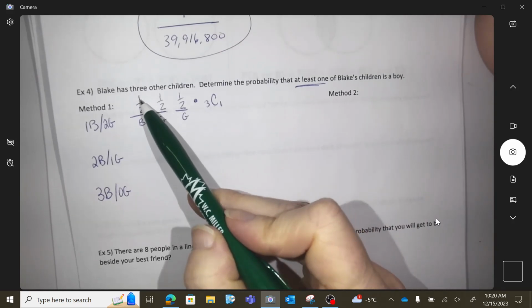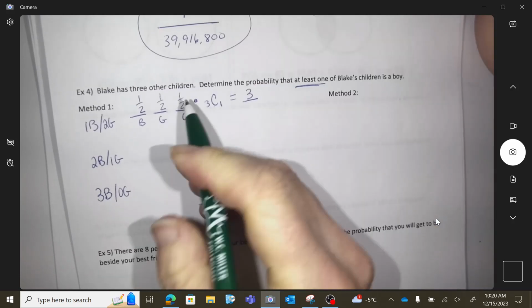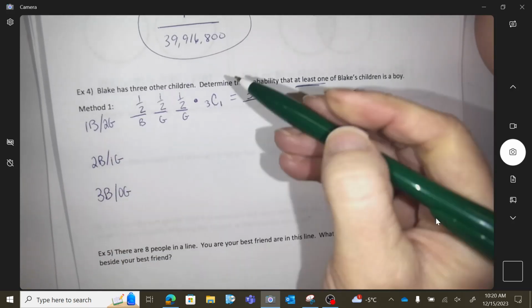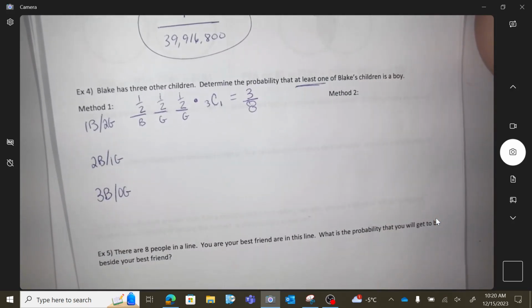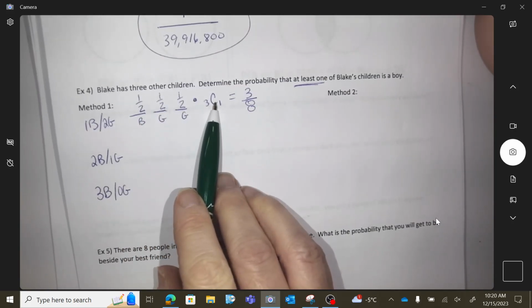So the whole top is 1 times 1 times 1 times 3. And the bottom would be 2, 2, 2, which is 8. The tops of the fractions are 1, 1, 1, and then this would be times the 3.